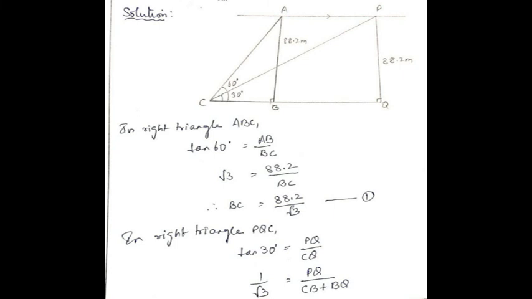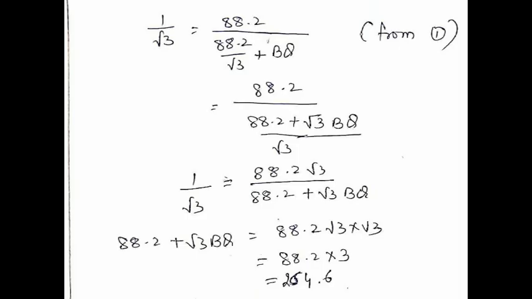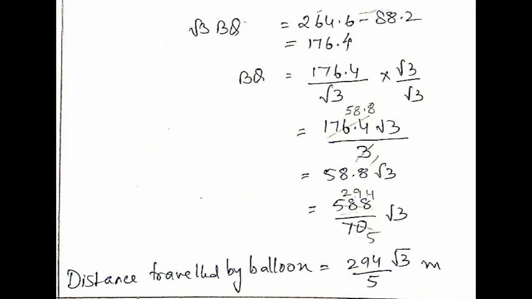In right triangle ABC, tan 60 is equal to AB by BC, and therefore BC is equal to 88.2 divided by root 3. In right triangle PQC, tan 30 is equal to PQ by CQ. And you get distance traveled by the balloon is 294 root 3 divided by 5.